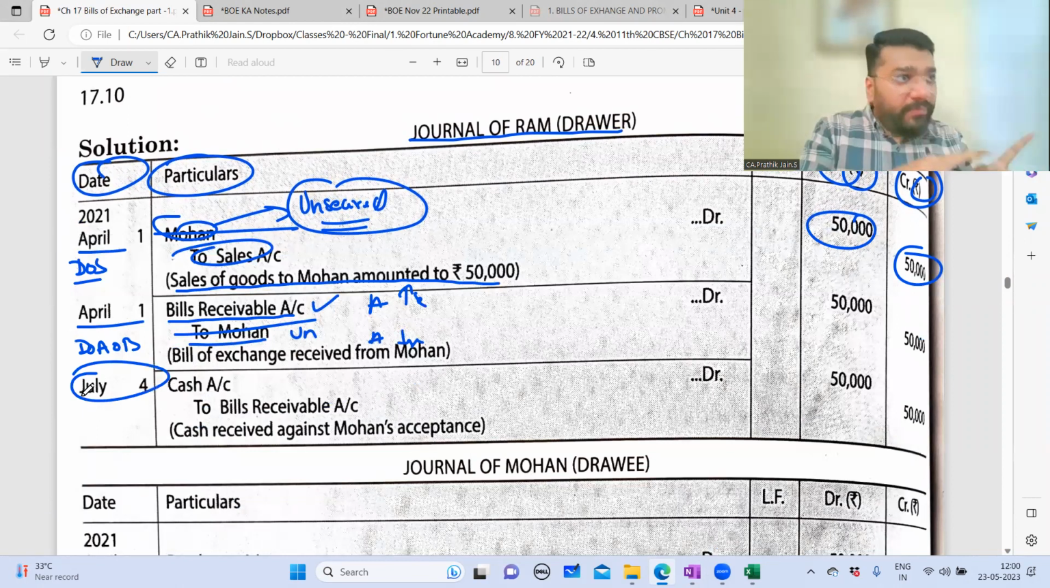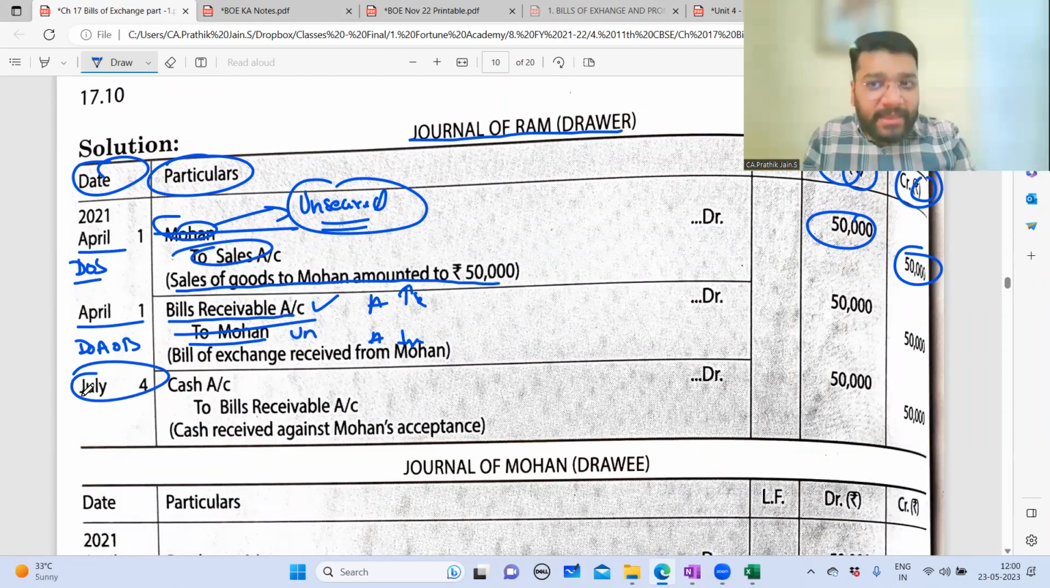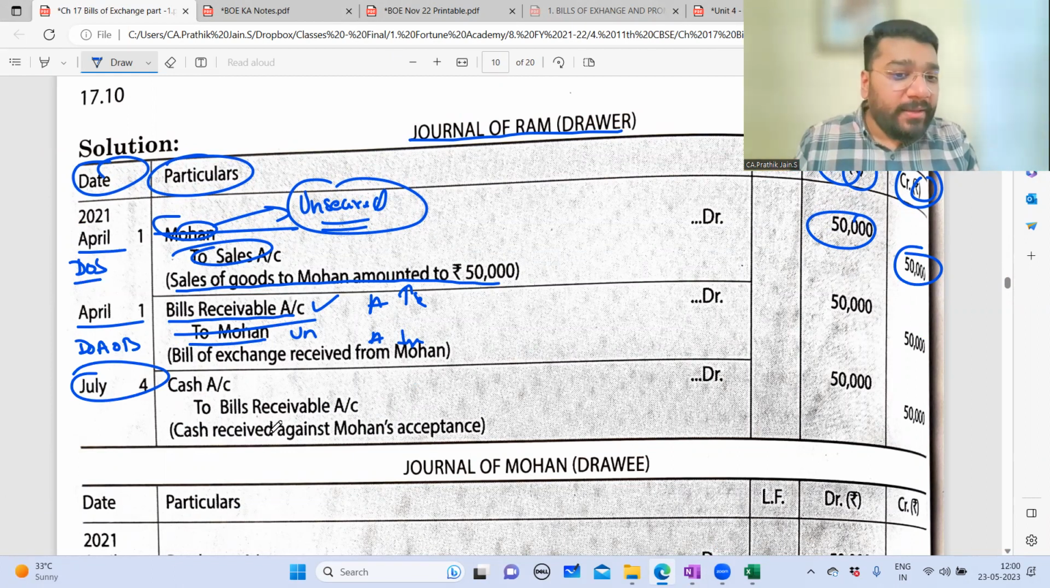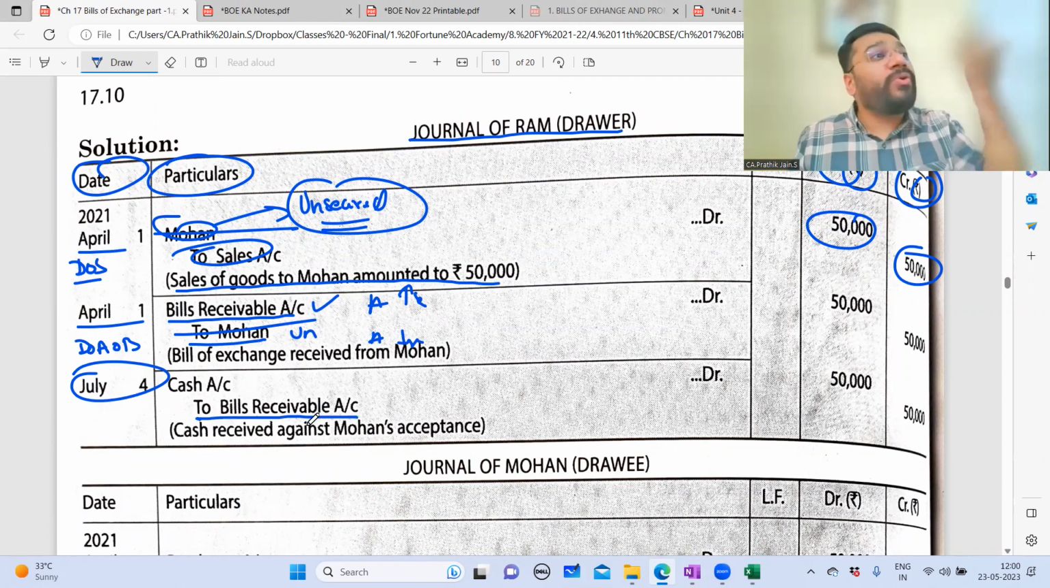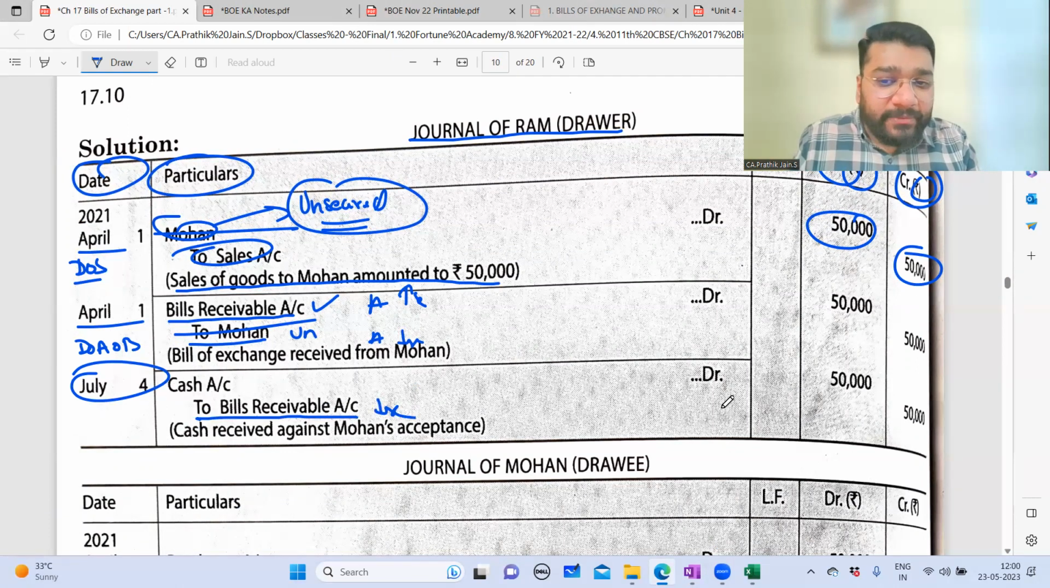Ram will take the bill and go to Mohan. He will give the bill to Mohan and say, "Take this bill and give me the money." So can I say, from my hand, the bills receivable is going out, credit what goes out? Or the asset is going out. So to decrease an asset, credit.